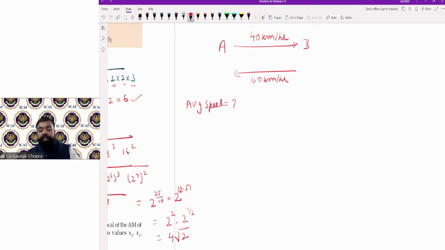This you have to calculate. So how do we calculate this average speed? A person is going from A to B with a speed of 40 kilometers per hour, coming back with a speed of 60. Then you have to find out the average speed. Jignesh has given 70.7. That is not possible because the average will lie between these two, 40 and 60.